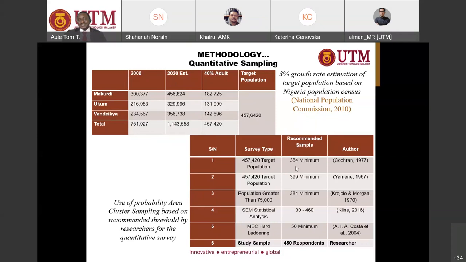The Yamane formula gives a slightly higher figure, which is 399. Krejcie and Morgan also say any population more than 75,000 will have a minimum of 384. For structural equation modelling, which will later be used, generally for confirmatory factor analysis, the sample is between 300 to 460 depending on the context, and for means-end chain it is 450. So this research decided to adopt 450, justifying these three for robust analysis.